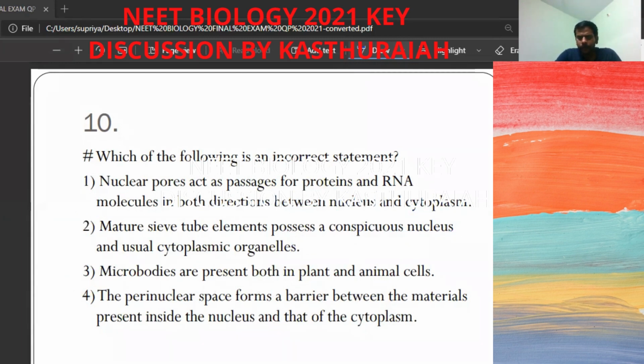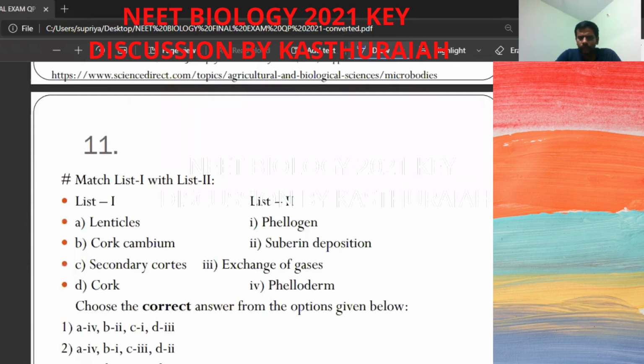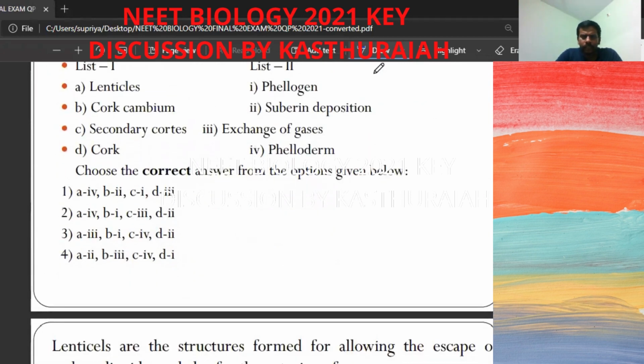Now see the 11th question. Students, 11th question given here. Match list 1 with list 2. List 1: A is lenticels, B is cambium, C is secondary cortex, and D is cork. And then list 2: phellogen, suberin deposition, exchange of gases, and phelloderm.